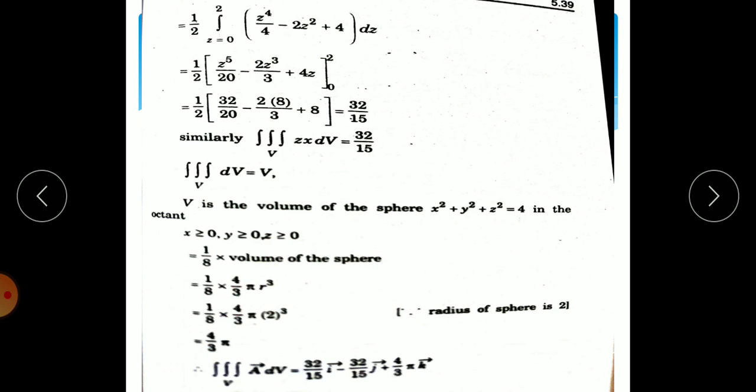Volume of the sphere formula is, we know, 4 by 3 pi r cube. Here the radius of the sphere we are taking as 2. So 1 by 8 into 4 by 3 pi into 2 cube. After cancelling we are getting the answer 4 by 3 pi. So now the given question you can write: first one 32 by 15 into i vector, minus 32 by 15 into j vector in the minus format, plus the third term 4 by 3 pi into k vector. This is the answer.